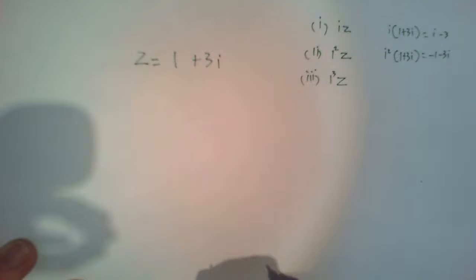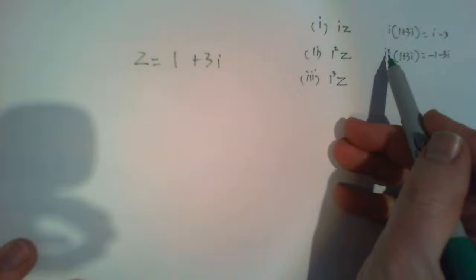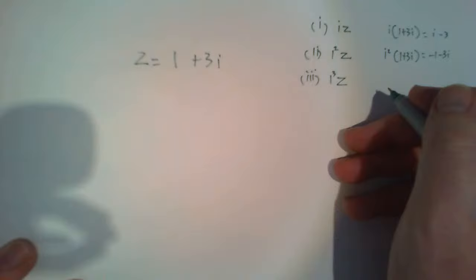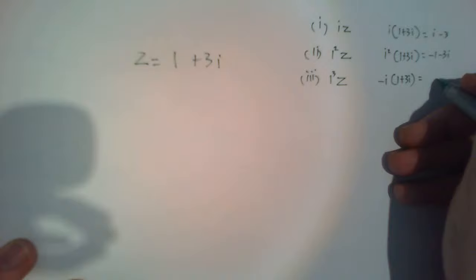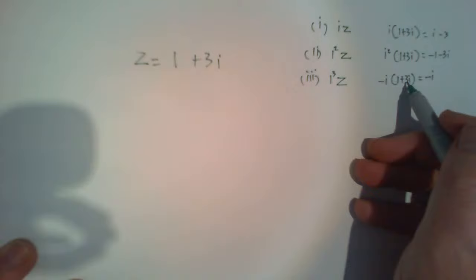Okay. And the third one, i cubed. Well, i squared is minus 1. So what's minus 1 times i? It's minus i. So that's minus i times 1 plus 3i. So that's going to be minus 1i. And then what's a minus 1 by a 3 is a minus 3, but i squared, so that makes it a plus 3. So I'm going to plot these points now.